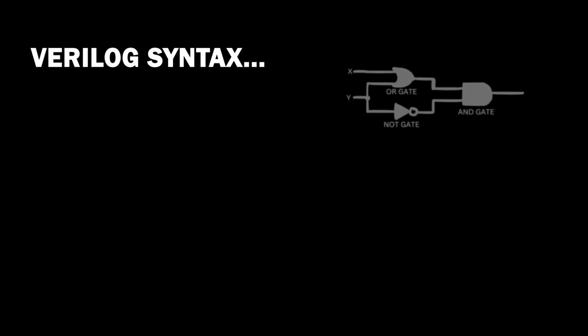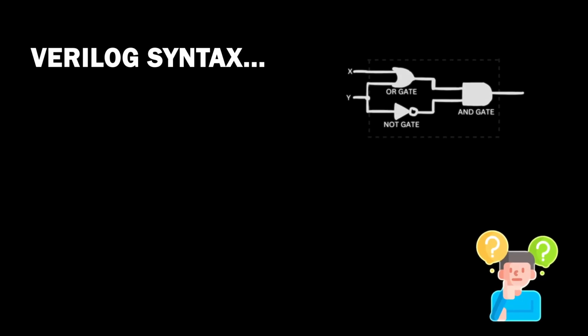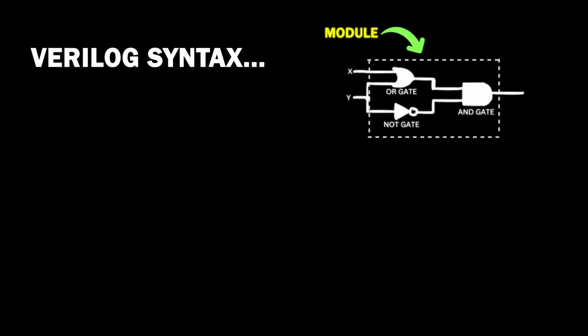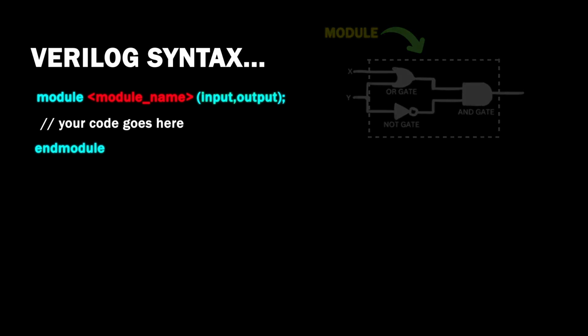First, everything in Verilog starts with a module. Think of a module as a container for your circuit, where you define what goes in and what comes out. We begin with the keyword module, followed by a name that describes the circuit. Inside the parenthesis, we define the inputs and outputs. Finally, we end the module with the endmodule.